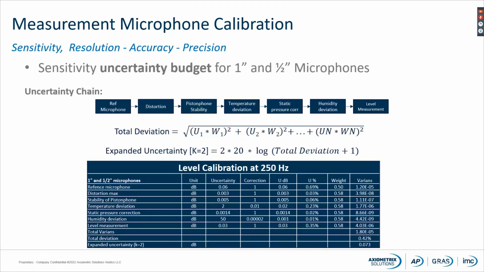If we do these calculations with a standard calibration system, then for the level calibration we will end up with an uncertainty of 0.073 dB.